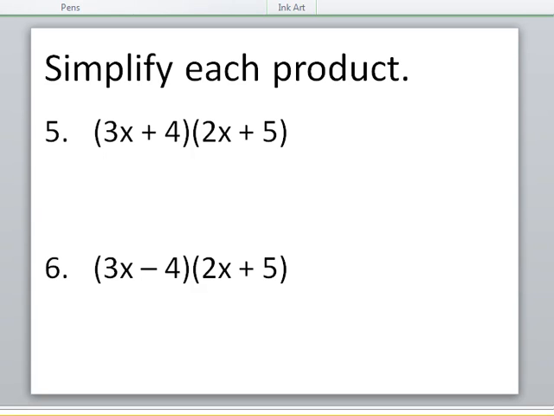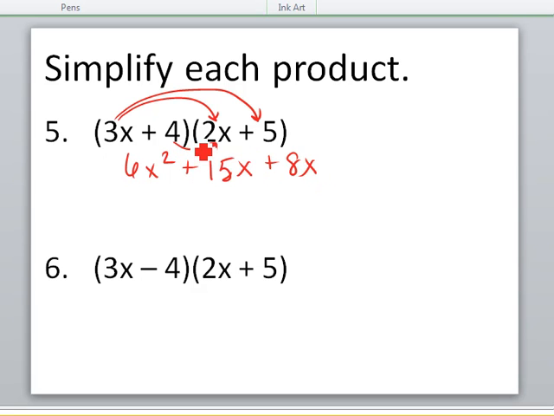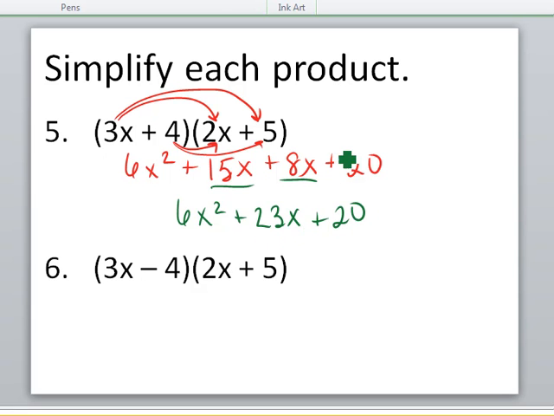My next problem, I have a 3x times a 2x, which is a 6x squared. I have a 3x times a 5, which would be a 15x. Then I'm going to take the 4, the second number in the parentheses, and distribute it through. 4 times 2 is 8x. And then 4 times 5 is 20. Combine my like terms, 6x squared plus 23x plus 20.